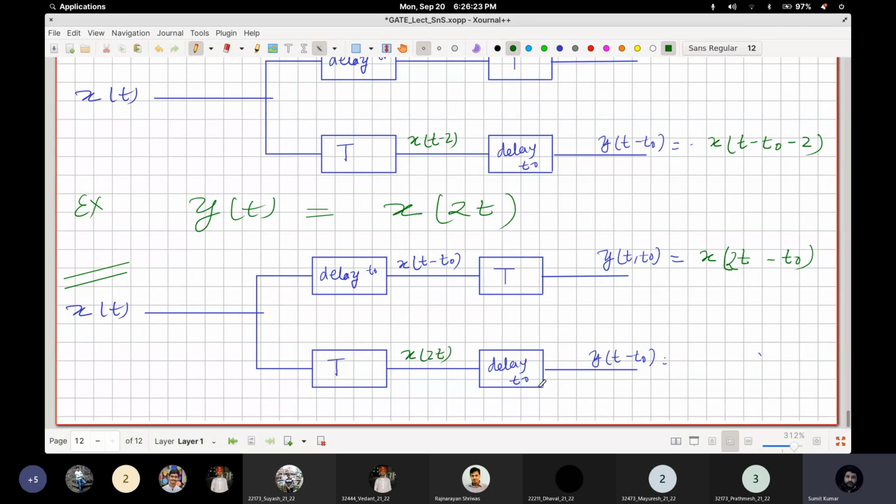And here what do you have to do? Delay. Delay means write t minus t naught in place of t. So you write t minus t naught in place of t here, then what will you get, 2t minus t naught, and that will be equal to what, x of 2t minus 2t naught, right. Tell me whether these two are equal or not. Are these two equal? No, sir. So this means this system is time variant.